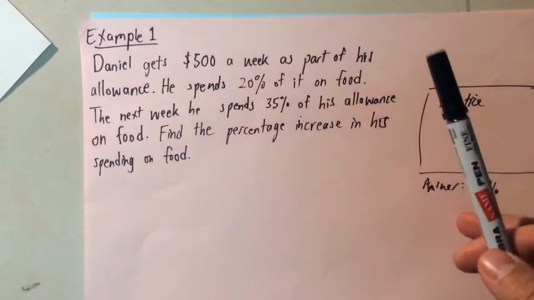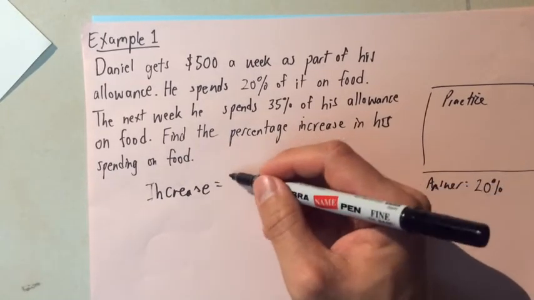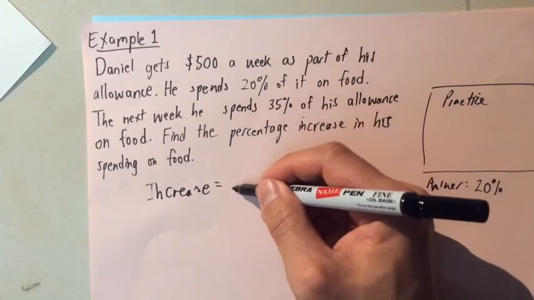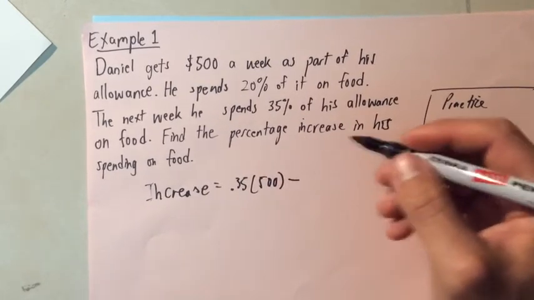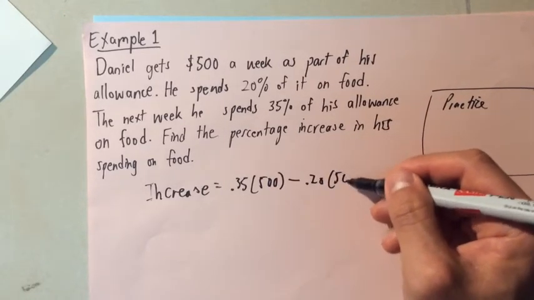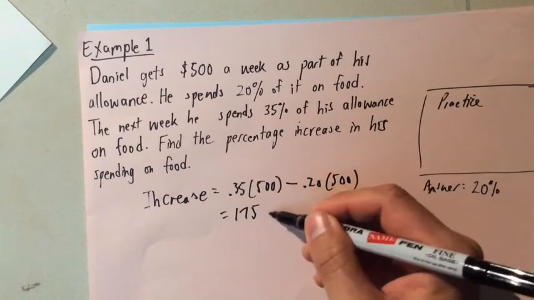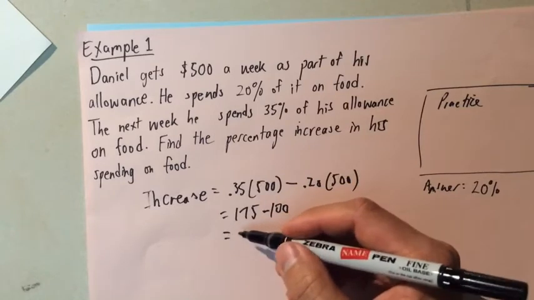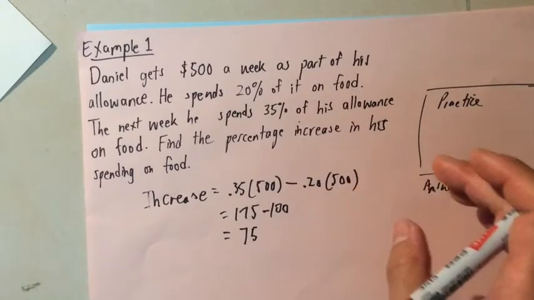So our increase in this case would be the new value, which is 35% of 500. So we can write 0.35 times 500, okay, minus the old value, which is 20%, okay, 0.20 or just 0.2 times 500. Okay, and we'll find that we get 175 as his new value and 100 as his previous expenditure for food. So of course, the increase is $75.